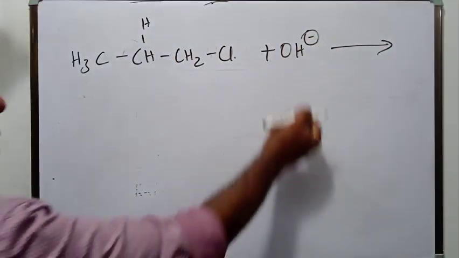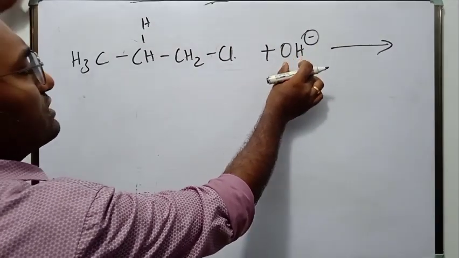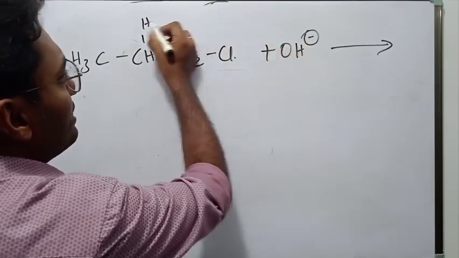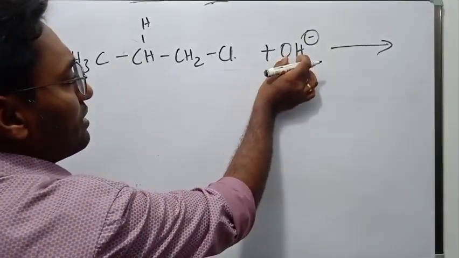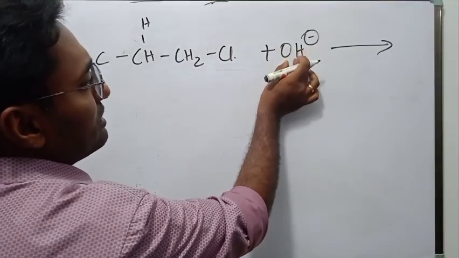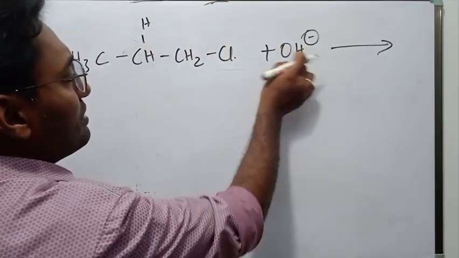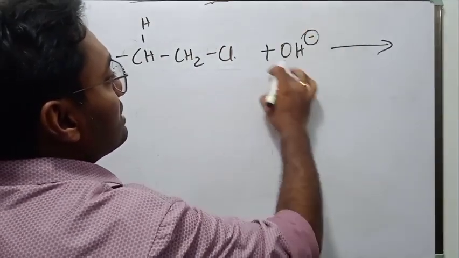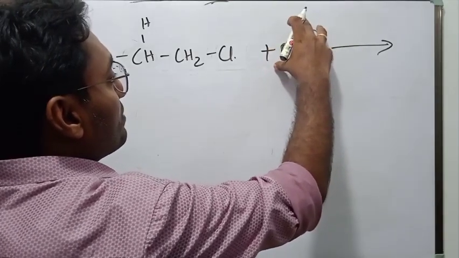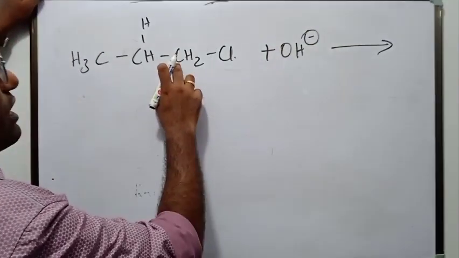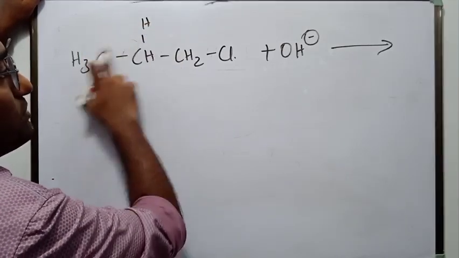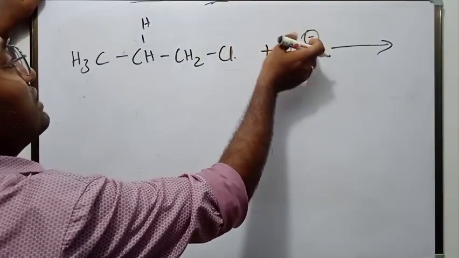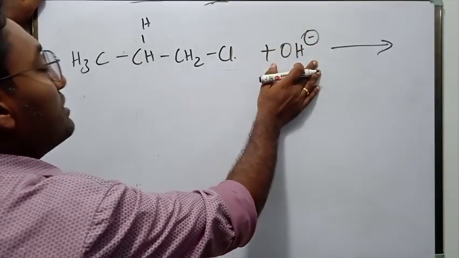Now OH minus has chosen option number 2, that is, to act as a base and knock out the proton. There may be several reasons why OH minus might have chosen option number 2. One reason is that OH minus is sterically very big, and being very big, it cannot attack this carbon atom because of steric hindrance provided by the nearby groups. Therefore, it may act as a base and knock out the proton. So that may be the reason.